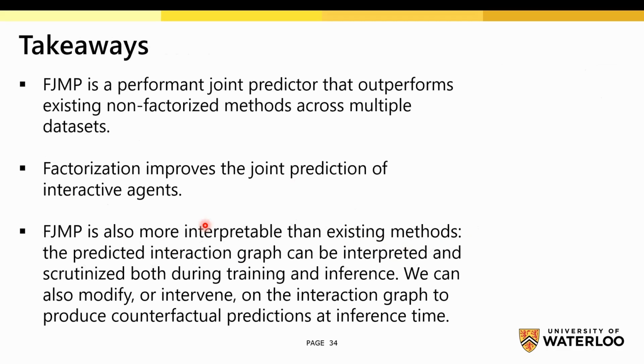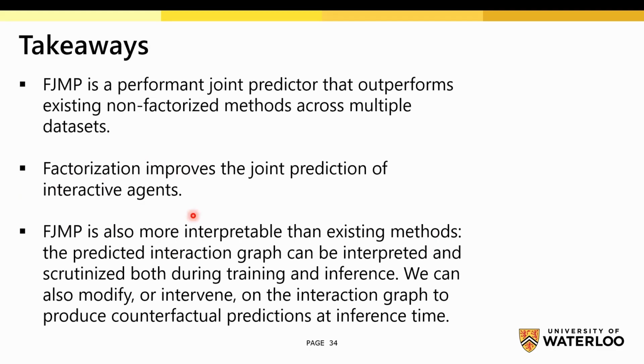So just some takeaways with FJMP. What did we propose? We proposed a novel joint motion prediction framework, FJMP, which exploits this idea of factorization. And we show that FJMP is a performant joint predictor that outperforms existing non-factorized methods across multiple autonomous driving datasets. And we also showed in the ablation study that the benefit of FJMP can be directly attributed to this idea of factorization, and we get most of the improvement in the interactive agents, which is expected.